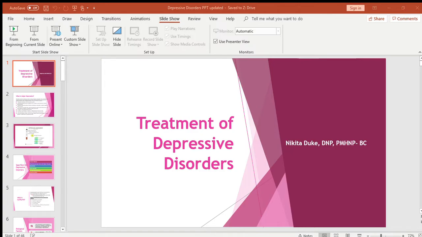SSRIs in general have very, very little effect on norepinephrine or dopamine. Citalopram and escitalopram, Celexa and Lexapro, out of all the SSRIs, are really more of a selective inhibitor of the serotonin itself. So they have the strongest inhibiting action on serotonin. All right, so some precautions that we do have to watch, though.